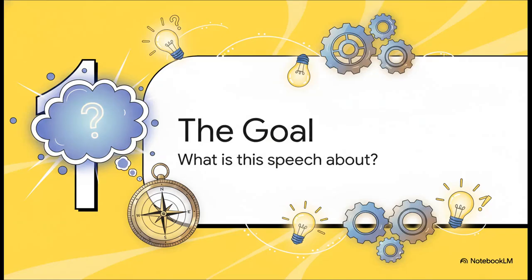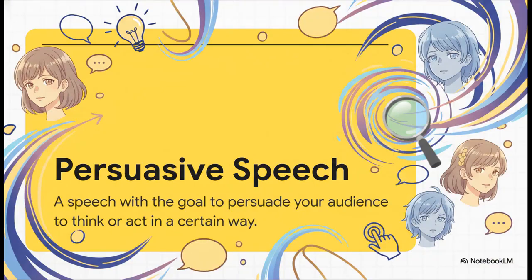So, first things first, let's get right to the heart of the assignment. Before you write a single word, you have to understand the fundamental purpose of this speech. What are you actually trying to achieve here? At its absolute core, your mission is simple: to persuade. That means you're trying to get your audience to either think differently about a topic or, even more powerfully, to act on what you've said.